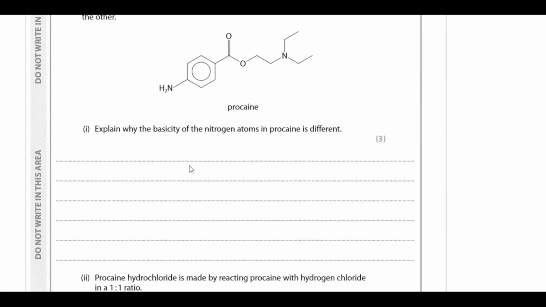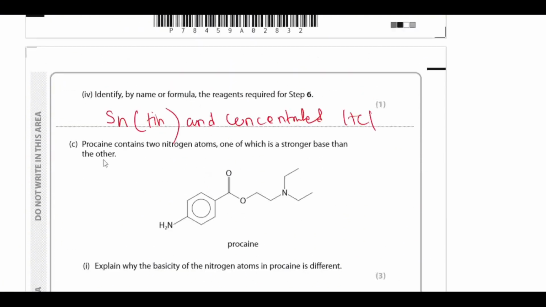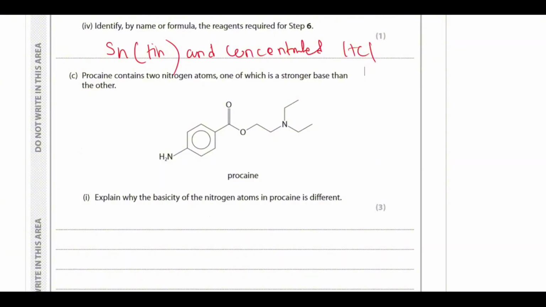Now the next question, they say here that procaine contains 2 nitrogen atoms, one of which is a stronger base than the other. Explain why the basicity of the nitrogen atoms in procaine is different. All right, if you see here clearly, you can see 2 alkyl groups attached to the nitrogen atom down here. Now we know that alkyl groups are electron donating, right? So these are electron donating.